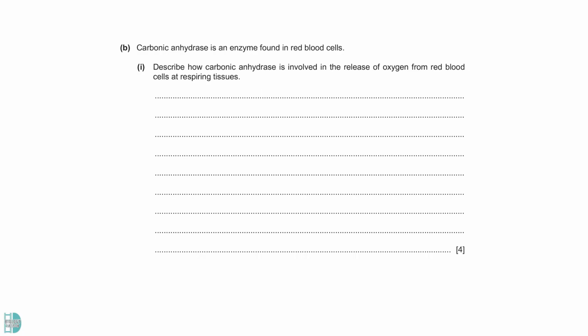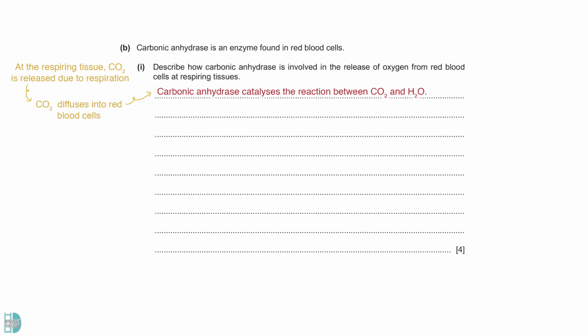B1. Describe how carbonic anhydrase is involved in the release of oxygen from red blood cells at respiring tissues. At the respiring tissue, carbon dioxide is released due to respiration. It will diffuse into the red blood cells. The enzyme will then catalyze the reaction between carbon dioxide and water in the cell.